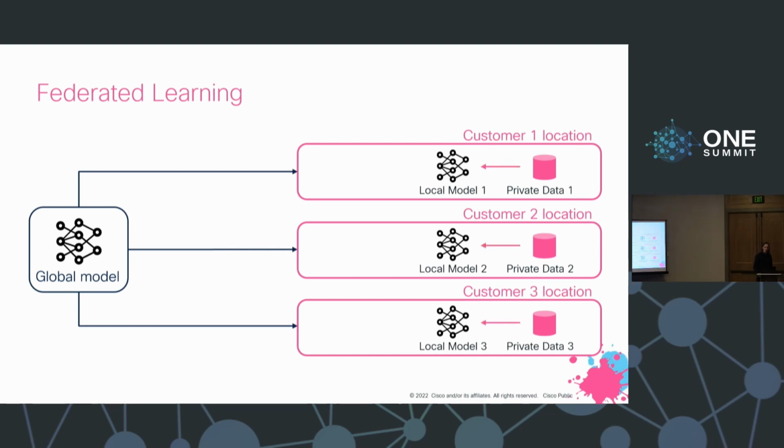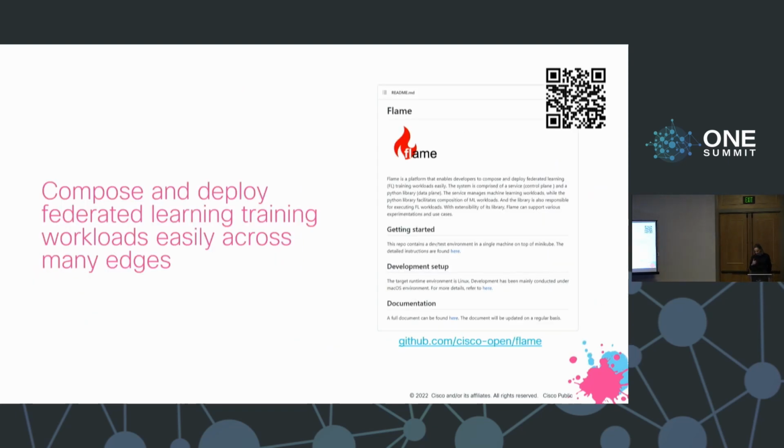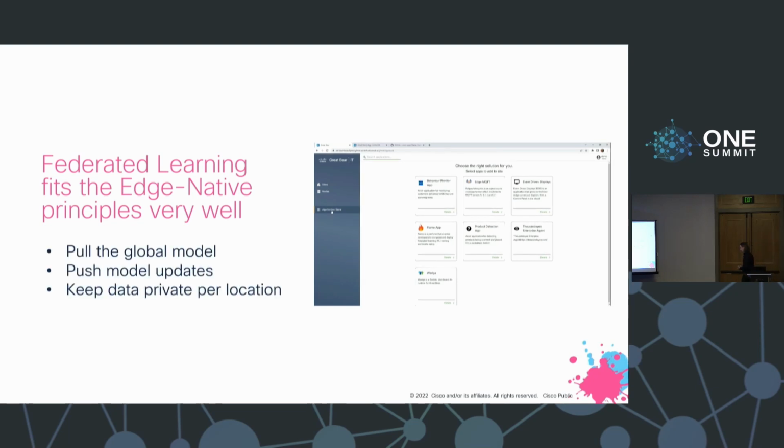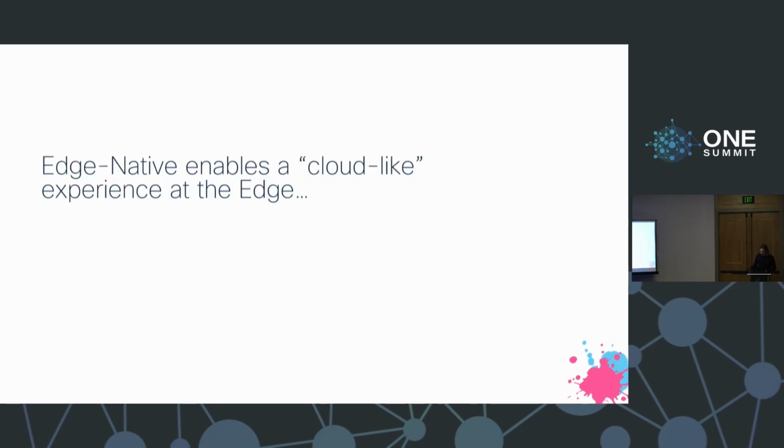And then you only upstream the weights, the learned weights of the model adaptation that you've done at site 1, 2, and 3. So you push data and you pull data, and it's very nicely matching what you can do from an edge native perspective. Which is why there is a piece of open source that we've built for that particular case. It's a framework called Flame to help you distribute federated workloads that you can then run at multiple edges.